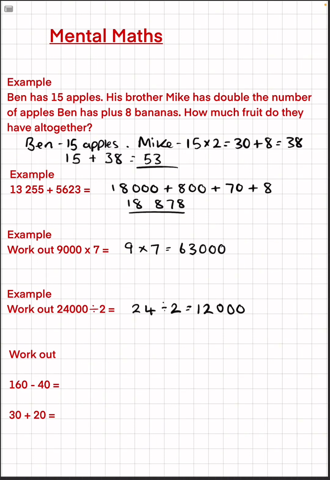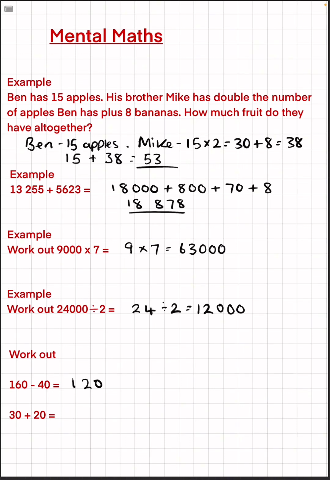Here we have two calculations. The first one is 160 minus 40. We can keep the hundreds and subtract the tens. So 60 minus 40 is 20. So the answer to this calculation is 120.